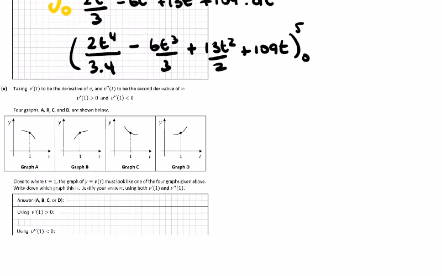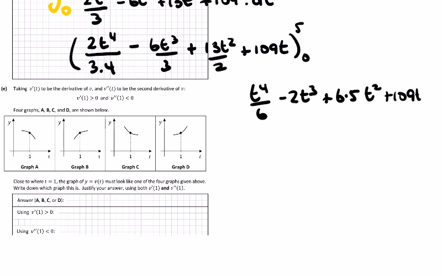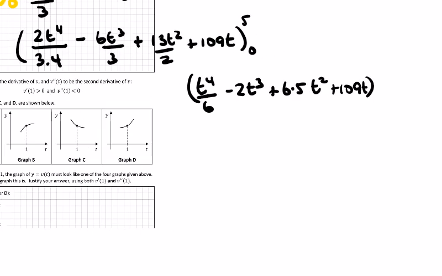You could tidy it up a bit. That's going to be 2 over 12, so that's going to be t to the power of 4 over 6 minus 2t cubed plus 6.5t squared. It'd probably be easier to put that into a calculator, plus 109t between 5 and 0, or keep the values in.